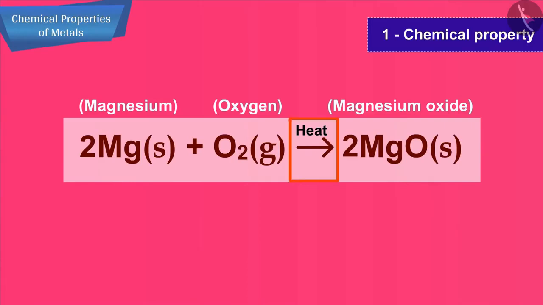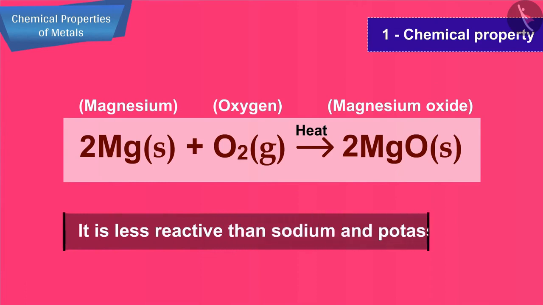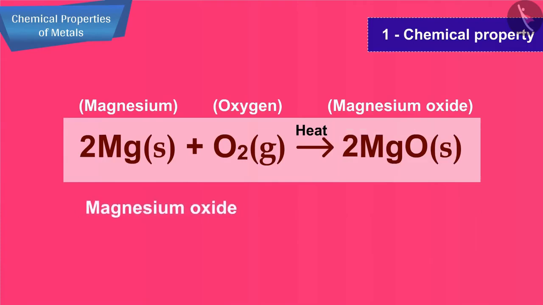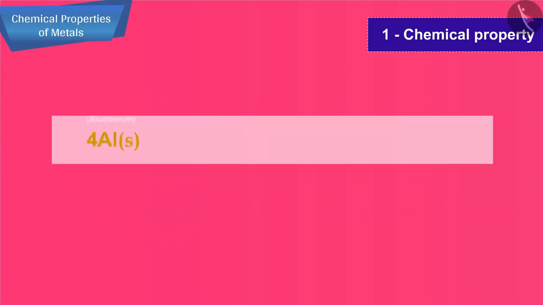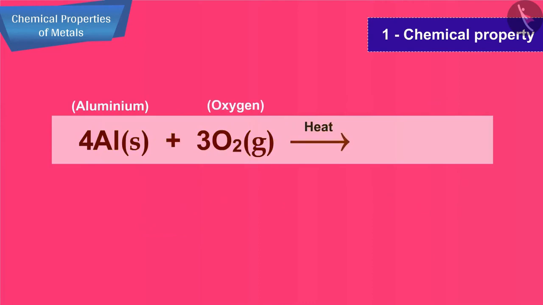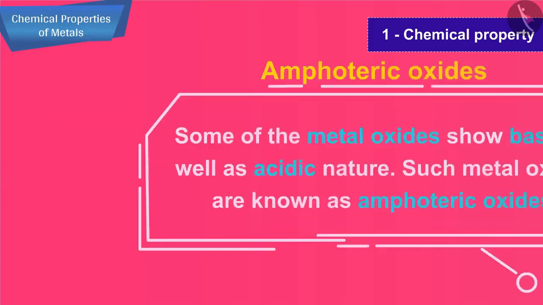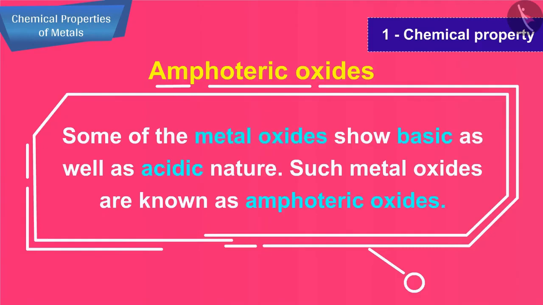Since it required heat for the reaction to occur, it is less reactive than sodium and potassium. And also, the product is magnesium oxide, which is partially soluble in water, so it is a base. Aluminium metal burns in air on heating to form aluminium oxide. Although most metal oxides are basic in nature, some of the metal oxides show basic as well as acidic nature. Such metal oxides are known as amphoteric oxides.